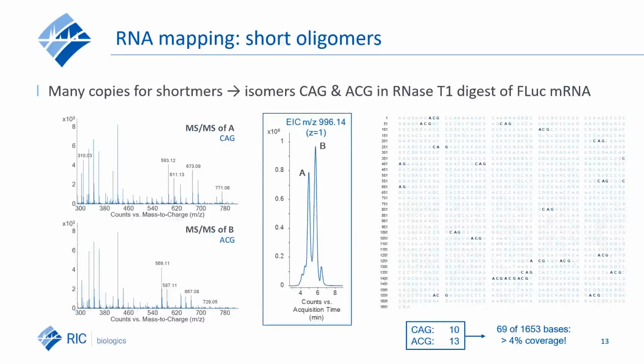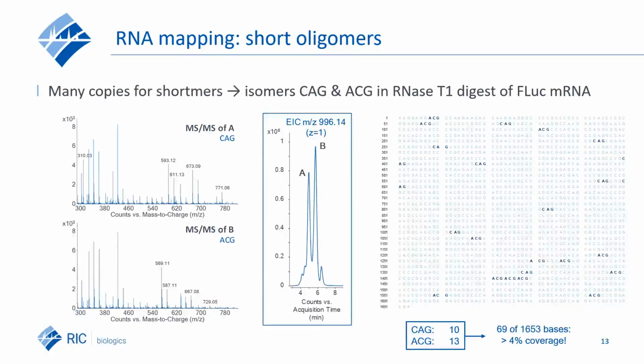As given in the plot on the previous slide, many short fragments are present. If we, for example, would focus on the mass 996, a trimer, 2 isomers can be identified. Indeed, based on the MS-MS spectrum, we could elucidate that one peak corresponded to CCG and the other to ACG. Looking up both sequences in silico on the open reading frame of Fluc mRNA, we can see that these two sequences occur on many spots.